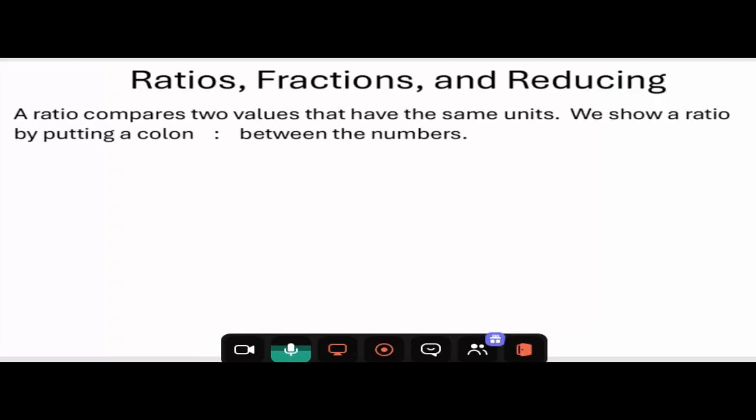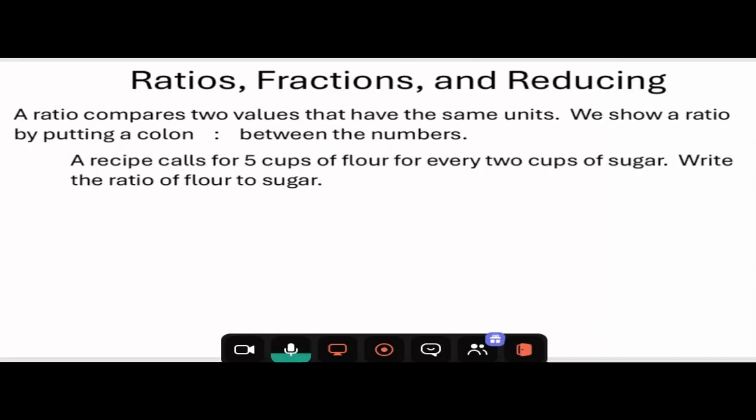So, quick little review, reminder on ratios, fractions, and reducing. A ratio is just when we compare two values, usually that have the same units, although we'll see we can write ratios that have different units as well. We use a colon between the numbers to represent a ratio. So if you have a recipe that says use 5 cups of flour for every 2 cups of sugar, then we could write the ratio of flour to sugar as 5 to 2, is how we would read that sentence there with that colon in between.